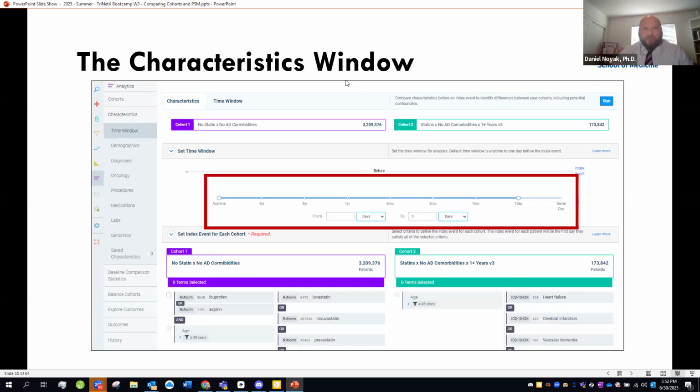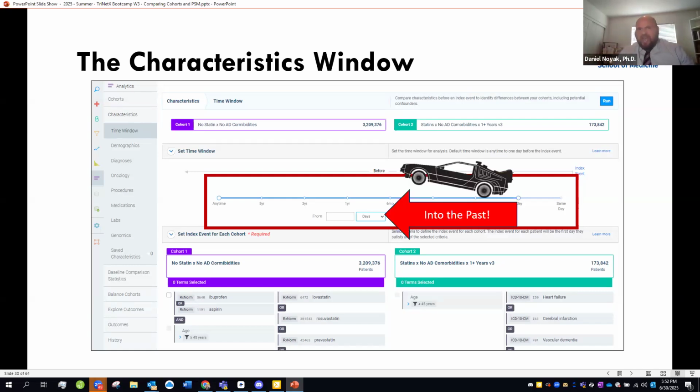So the first thing we're going to talk about, as you can see over here where it says analytics on the left: once you've loaded in your cohorts, the next window down is your characteristics cohort. What the characteristics cohort does is basically create a backwards-looking timeline for your group. And this allows you to establish when your study starts, in terms of the series of events that you've defined your cohorts by.